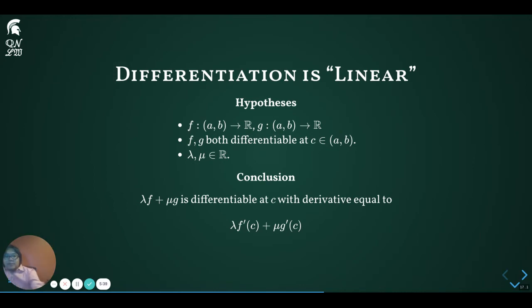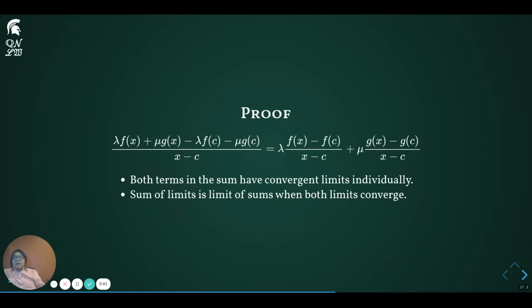The proof of this fact is essentially one line long. We start by writing out the difference quotient. This has denominator x minus c and numerator lambda f plus mu g of x minus lambda f of c minus mu g of c. Regrouping the numerator, we find that we can write the difference quotient as the sum of lambda times the difference quotient for f plus mu times the difference quotient for g.